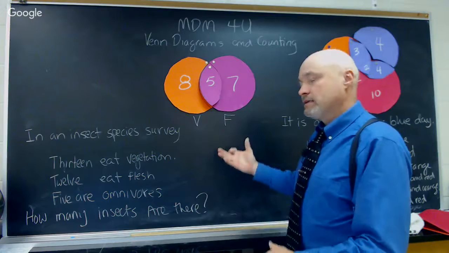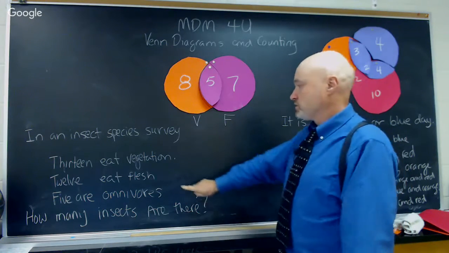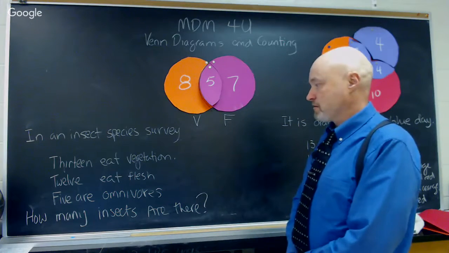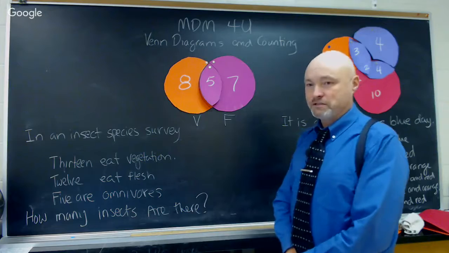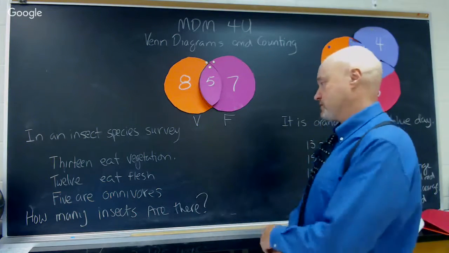And those insects that we've surveyed, 13 of them eat vegetation. 12 of them are flesh-eating insects, my favorite kind. 5 of them are omnivores. What we need to do is figure out how many insects there are.